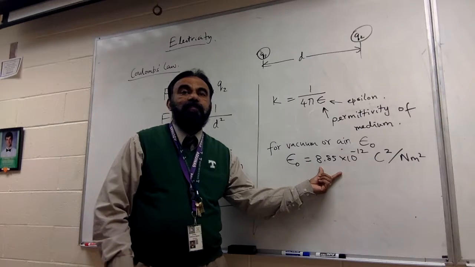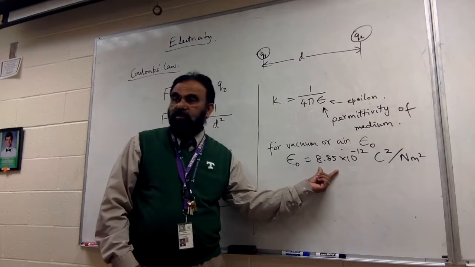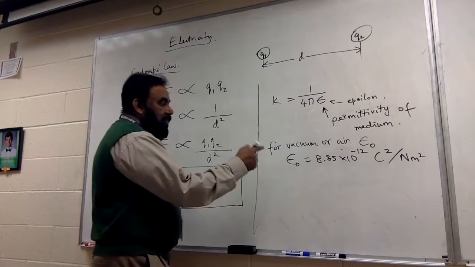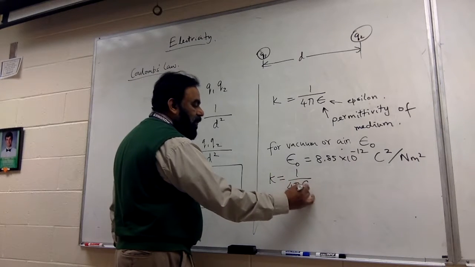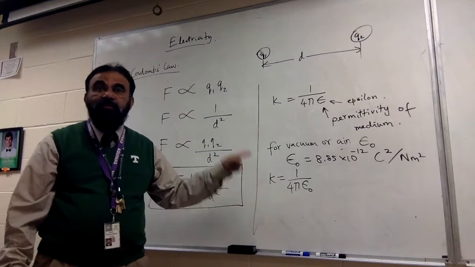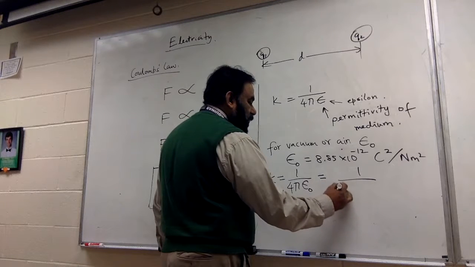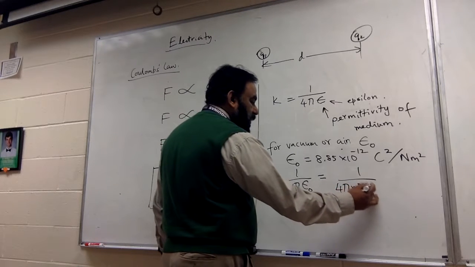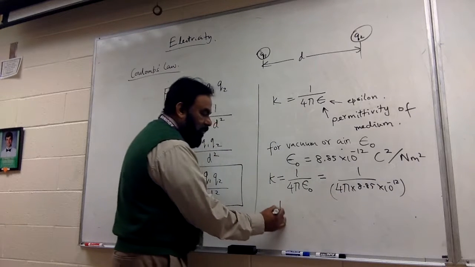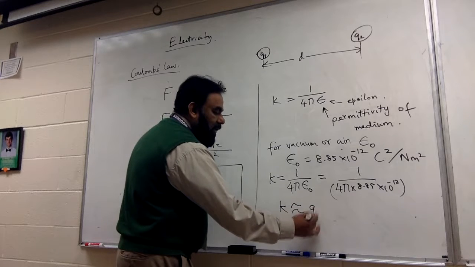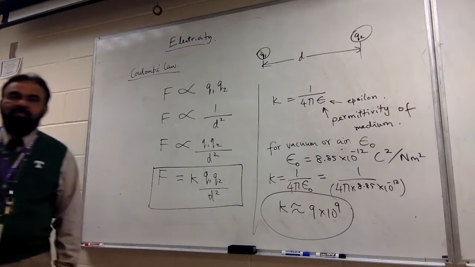Is there just a certain value you can plug in for K? We're getting there. So do you understand this part? Now, for vacuum, what is K? K is equal to 1 over 4 pi epsilon naught. This is only for vacuum or air. So if you substitute 1 over 4 pi times 8.85 times 10 power negative 12 and calculate it, you will get K approximately 9 times 10 power 9. That's an easy number to use.